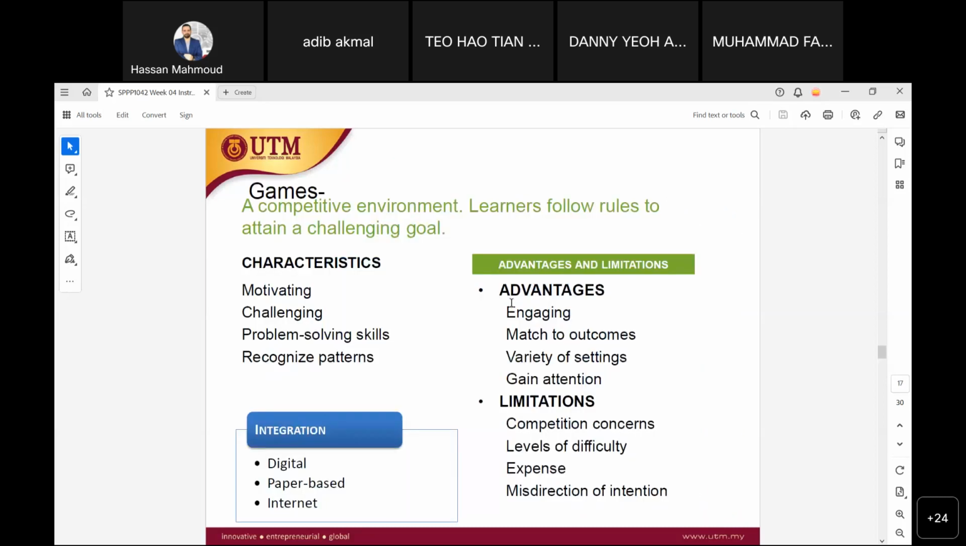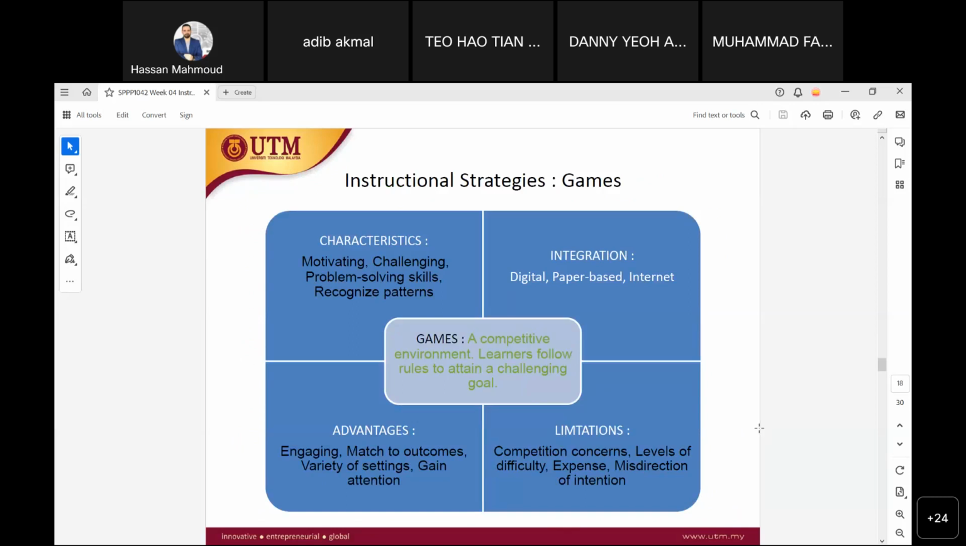All right, now when we talk about games, games is a competitive environment. Learners follow rules to attain a challenging goal. Okay, when we talk about games, guys, we are talking about something very challenging and something that, let's say, linked with a certain age. Okay, because we can use games not only for kids, but we can use it for adults as well, okay?